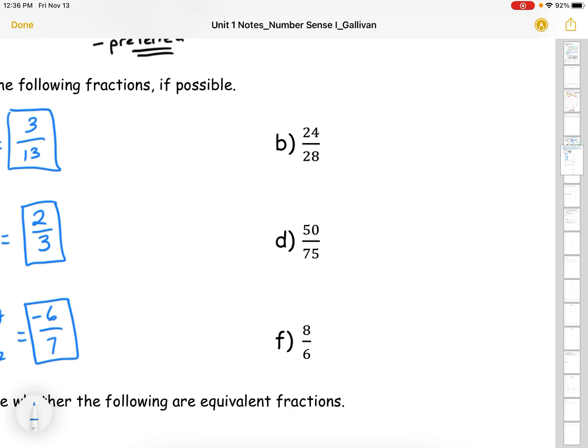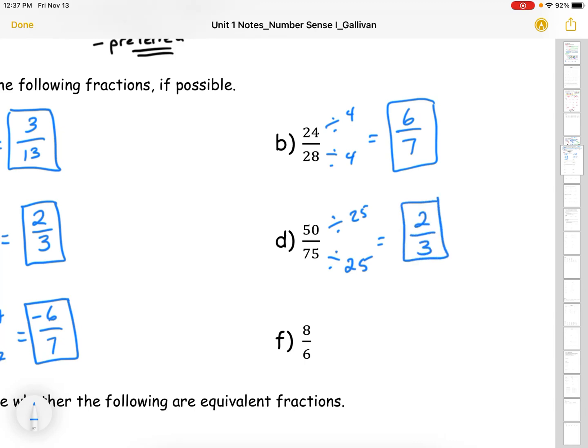24 and 28, I can divide both of these by 4, and I get 6 over 7, lowest terms. I can't divide 6 and 7 by anything that's the same. 50 and 75, I can divide both the top and the bottom by 25, and I get 2 out of 3. Okay.